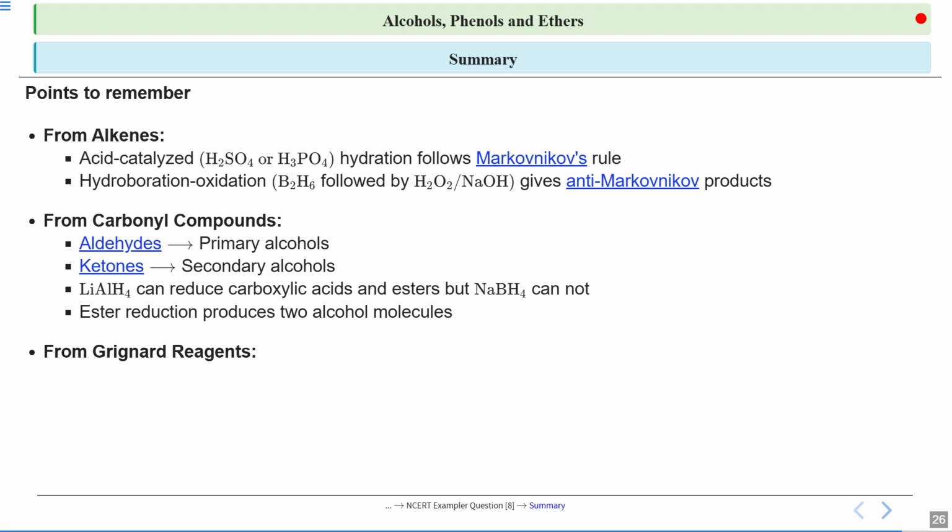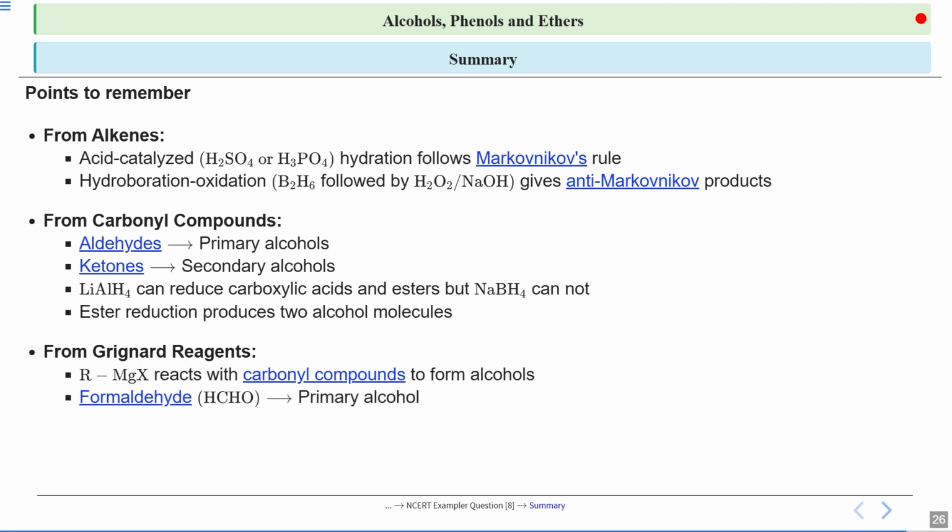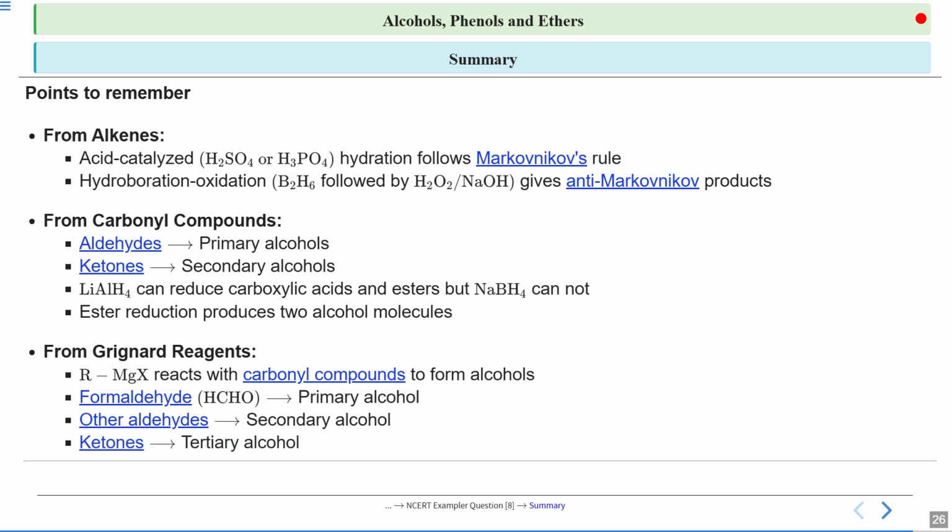The third method is preparation of alcohols from Grignard reagent. So RMgX, alkyl magnesium halide, reacts with the carbonyl compound to form alcohols. Formaldehyde, that is HCHO, is the only aldehyde which gives us a primary alcohol after the reaction with Grignard reagent. The other aldehydes give secondary alcohols, and ketones produce tertiary alcohols after the reaction with Grignard reagent.